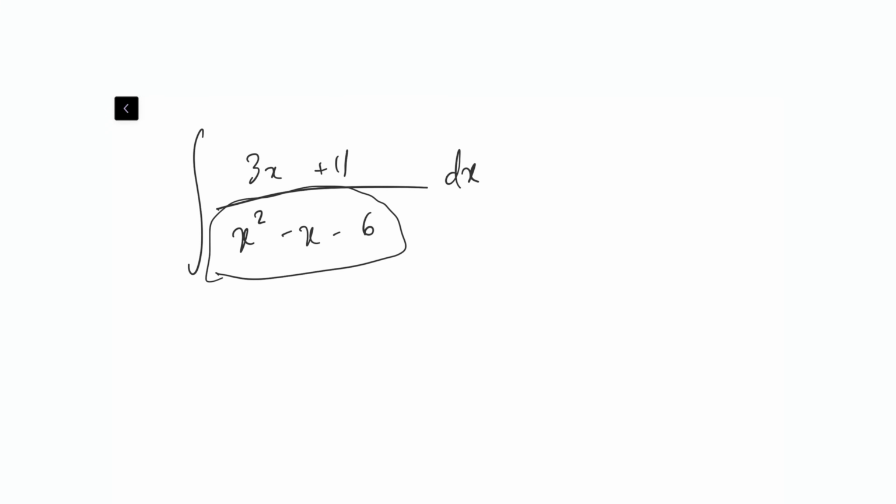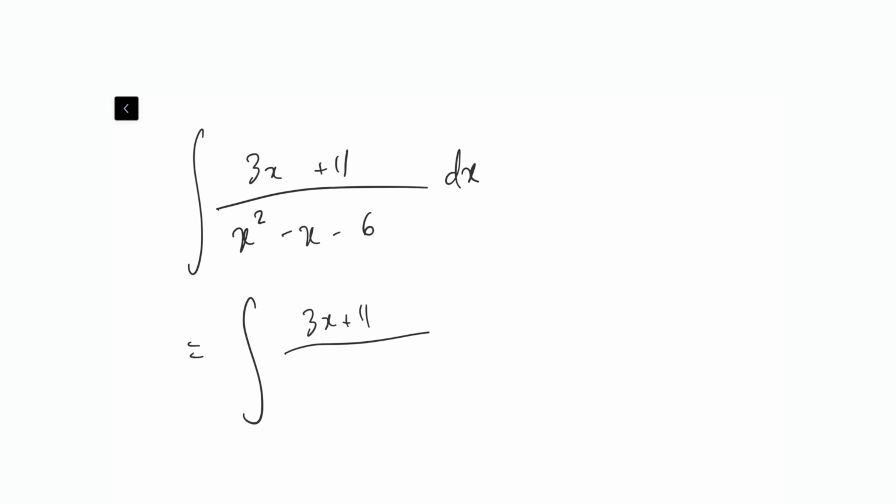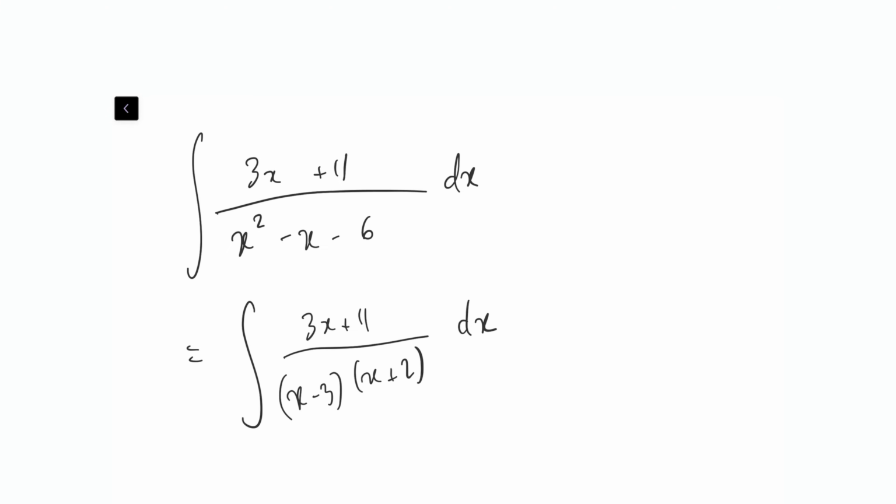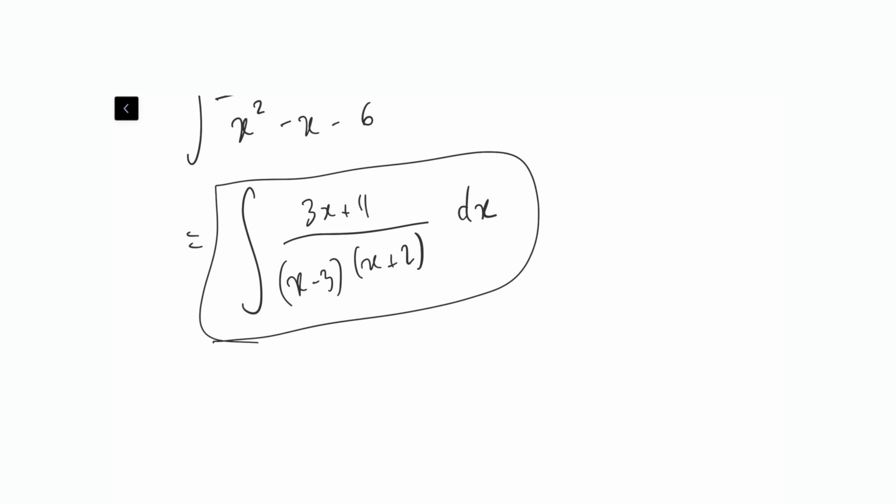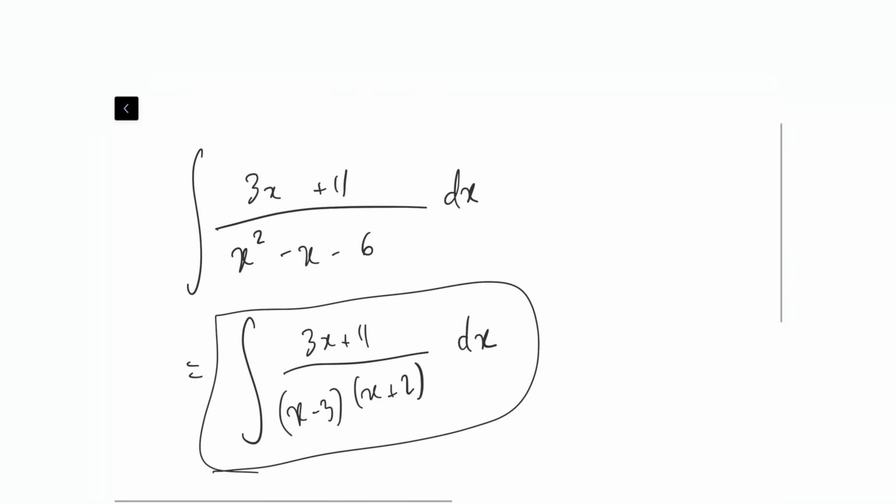Quadratic expressions always look better as factors. So this can be rewritten as 3x plus 11 over (x minus 3)(x plus 2). Don't forget the dx. Now what? Well, this method is called partial fractions. We didn't do much here by simplifying. It looks much cleaner, but we didn't really do much here. We can't do u substitution because it won't work.